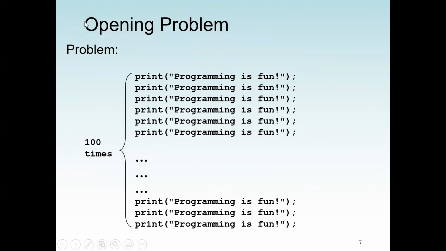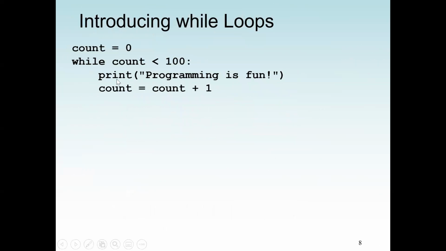So let's start with a very good example here. We have a problem: we want to print programming is fun 100 times. If we write it 100 times, it makes our program very large and time consuming, and anywhere we make a mistake, we have to correct many places. So the best way to solve the problem is to write the statement once, print programming is fun, and put it inside a loop. Here we are using a while loop. Our condition is while the counter is less than 100, print programming is fun and increment the counter.